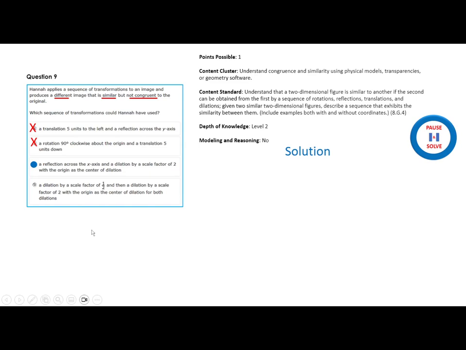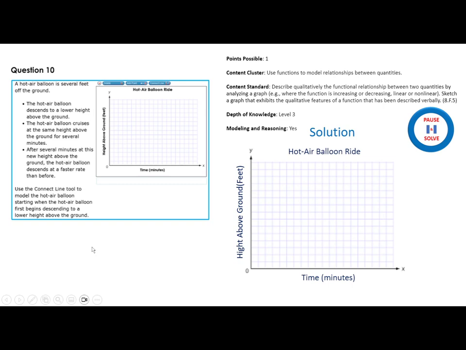It will look exactly the same now, so it's not going to be congruent, okay? So that's also not a right answer. A hot air balloon is several feet off the ground. The hot air balloon descends to a lower height above the ground. The hot air balloon cruises at the same height above the ground for several minutes. Same height, okay? Same height.